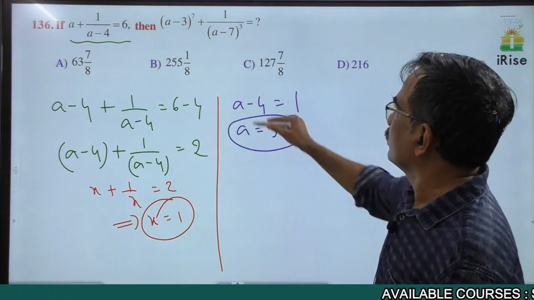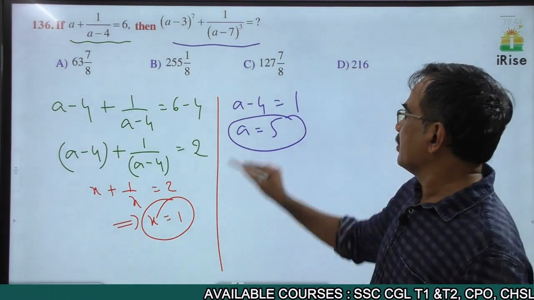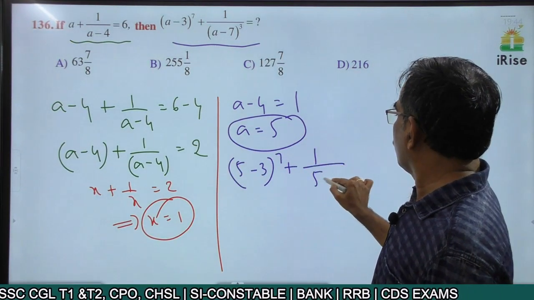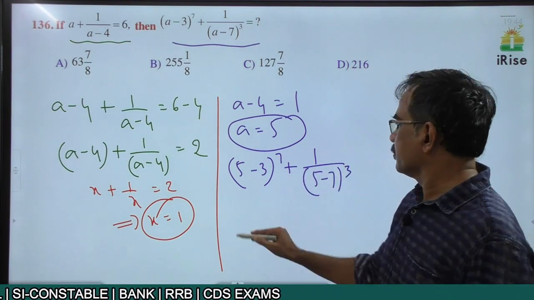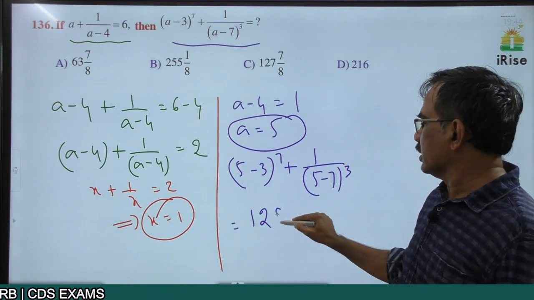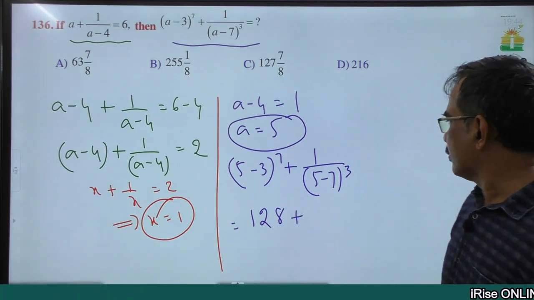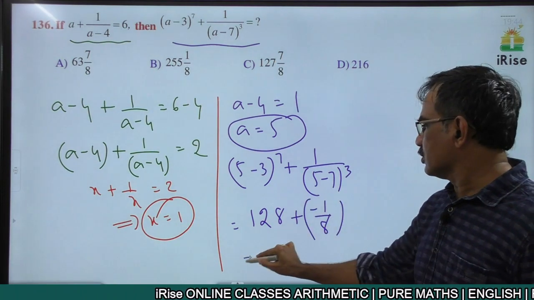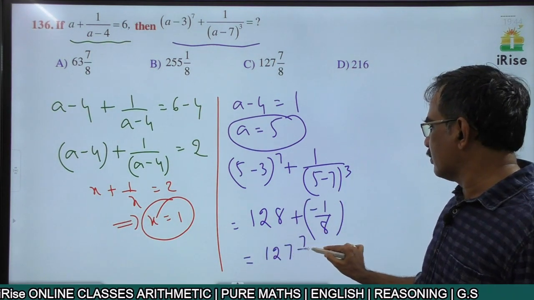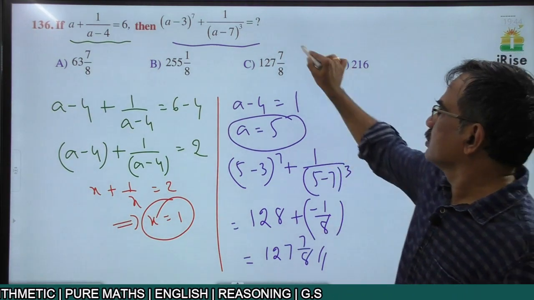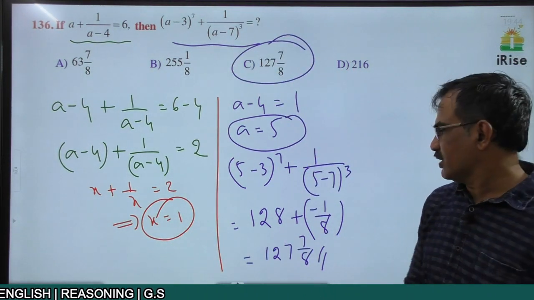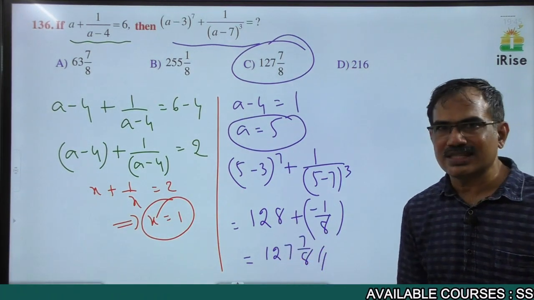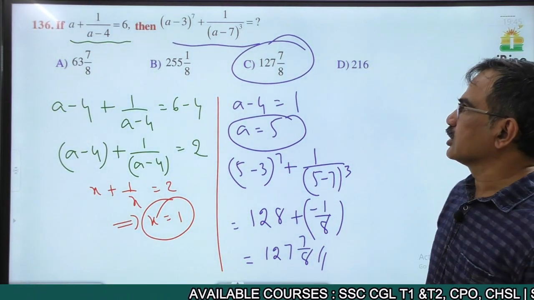Put a is equal to 5 in the given condition. 5 minus 3 whole power 7 plus 1 by 5 minus 7 whole cube. This is 2 power 7, 128, plus 1 by minus 2 whole cube is minus 1 by 8. So simplify this, 127 7 by 8 is the answer for this question. 127 7 by 8. 1 minus 1 by 8 is 7 by 8. Just 1 subtracted, 127. Okay, next question.